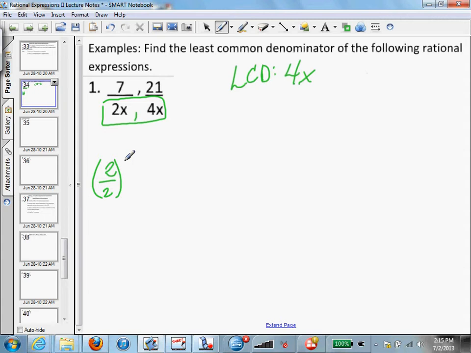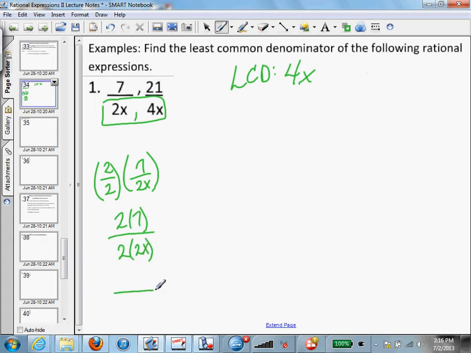Okay, so to make 2x become 4x, just multiply by 2. And it's just like multiplying by the fraction of 1. You can write 2 over 2, because what you do on the top, you must do at the bottom. So you multiply 2 over 2 times the fraction 7 over 2x. So multiplying across, you're going to be left with 2 times 7 over 2 times 2x. And you're going to get the desired effect on top of 14 and on bottom 4x.